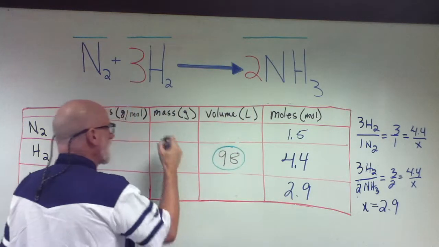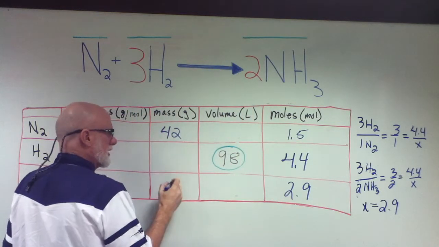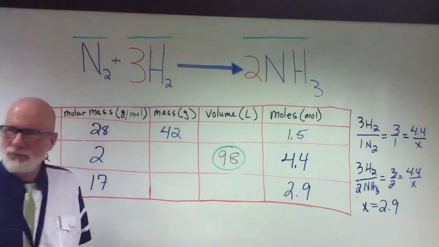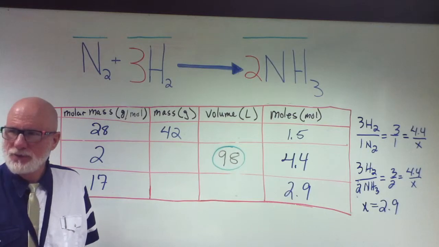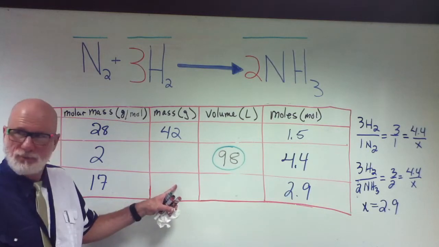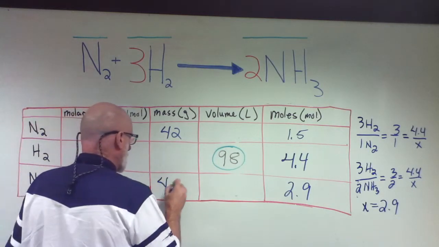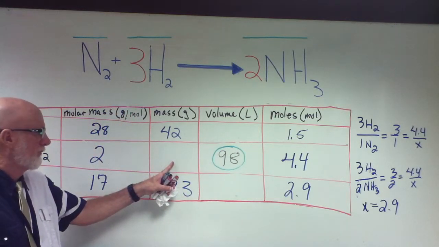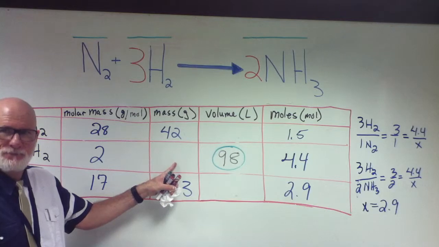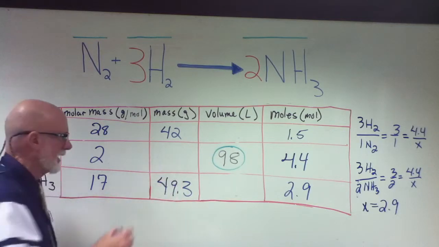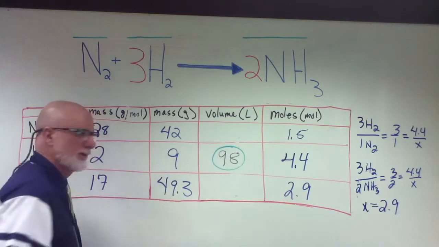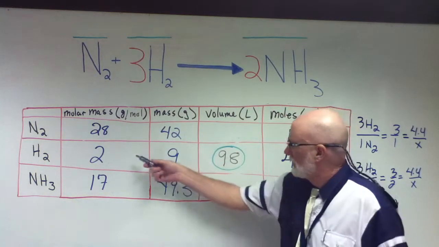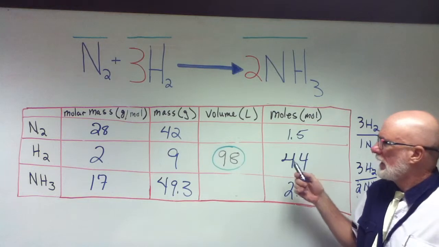Okay. All right, so this is going to be 42. This is going to be what? 49.3. Which one is 49.3? The last one. This one? Yes, 49.3. And then this one is going to be 8.8. Okay, so can we just say 9? Is that okay? 8.8, 2 times 4.4. Okay.